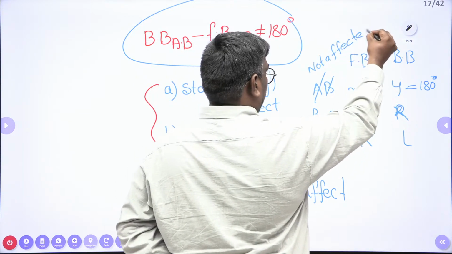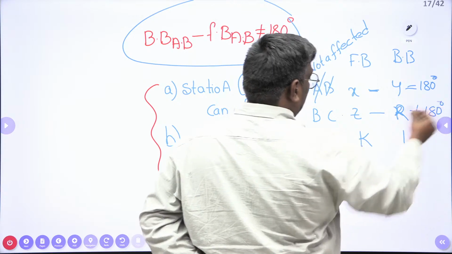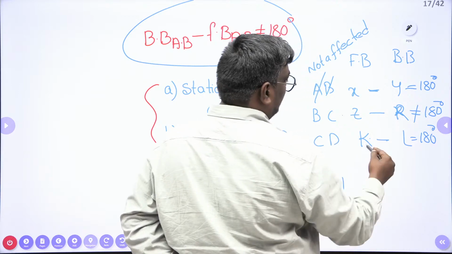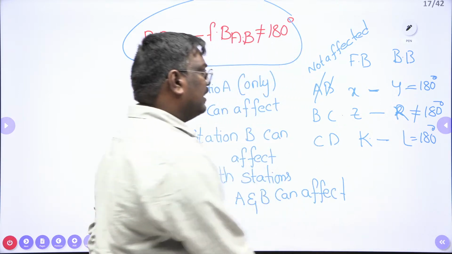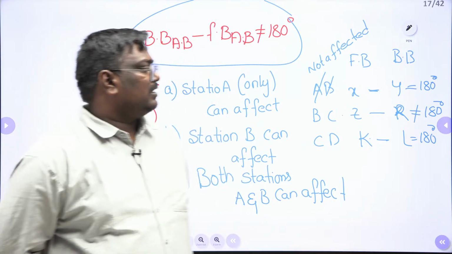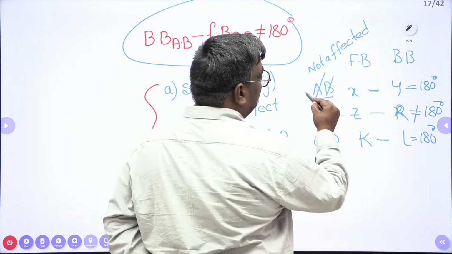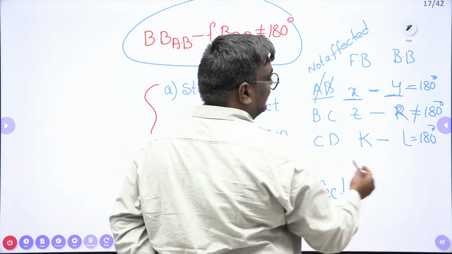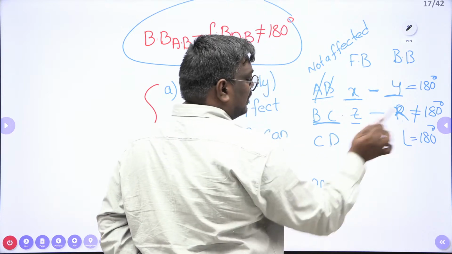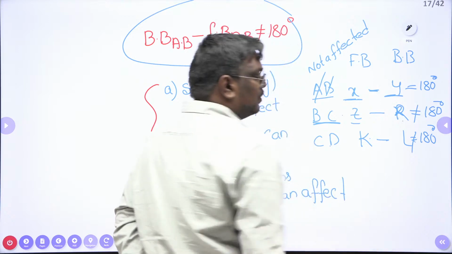Okay. If Z minus R is not equal to 180, but K minus L is equal to 180, can you tell me which station is affected? If for stations A and B, X minus Y is equal to 180, and then B and C, which station is affected? Actually, this is also not equal to 180, sir. Sorry for the confusion, this is also not equal to 180.